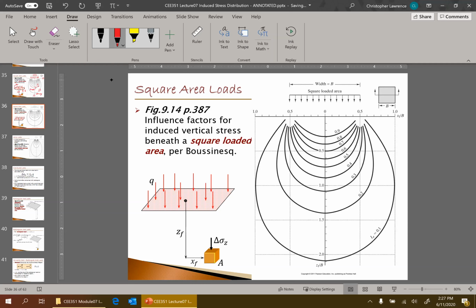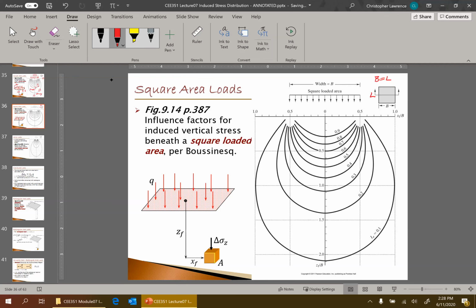Now remember, the square is a rectangle. It's a special kind of rectangle where both sides are the same, which makes it a little bit simpler because we don't have a B and an L. We only have a B. It's only one variable instead of two variables. A rectangle has a B and an L, the width and the length of the applied load, whereas a square only has B, which equals L.